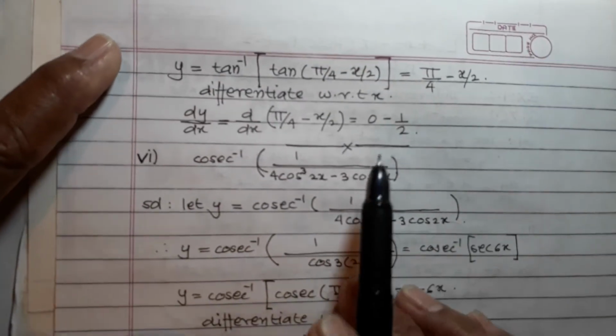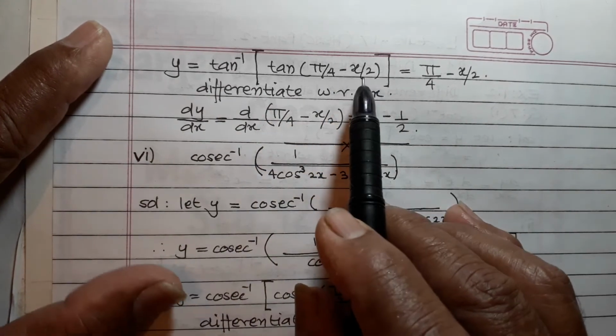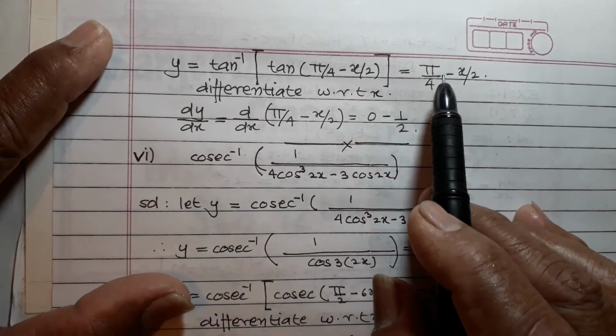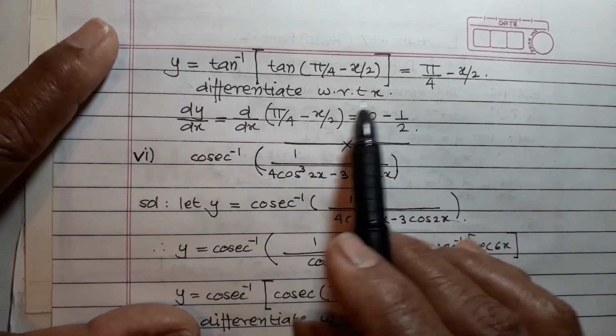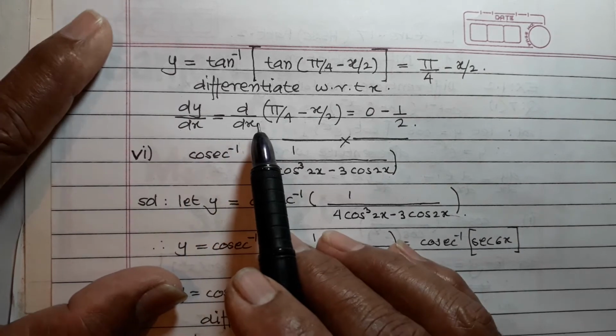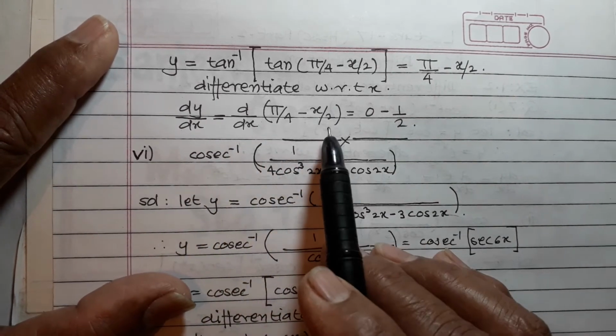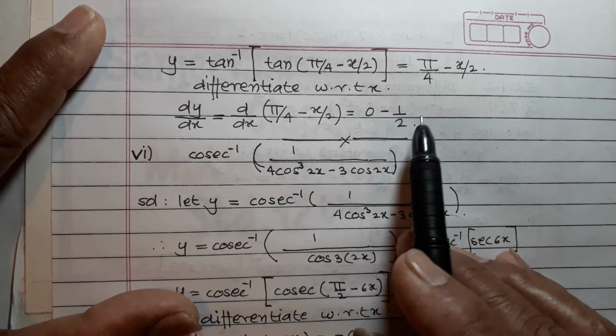Now therefore y is equal to tan inverse tan (pi by 4 minus x upon 2), which is equal to pi by 4 minus x upon 2. Now differentiate this with respect to x. dy/dx is equal to d/dx of (pi by 4 minus x upon 2), which is equal to 0 minus 1 upon 2. Okay.